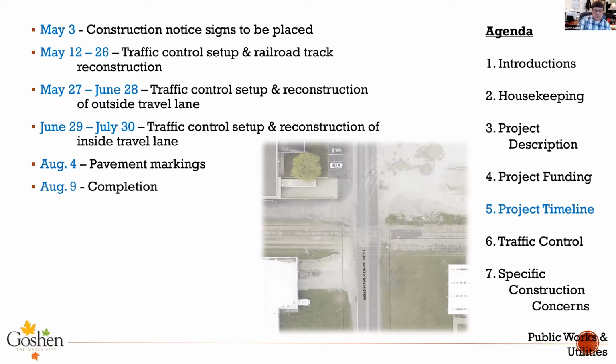Once that work is done again, we'll move into that next phase with construction of the outside travel lane. That'll start in and around May 27th and run through June 28th. Once that's complete, we'll again move into the inside travel lane and run that from June 29th through July 30th. And then finally, pavement markings is a short duration and then completion in August.